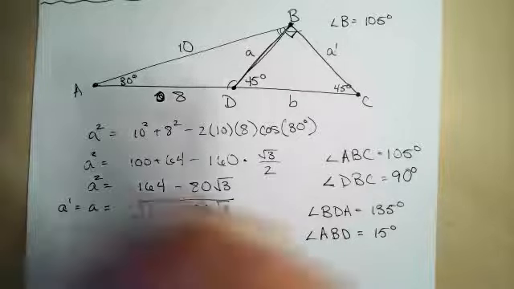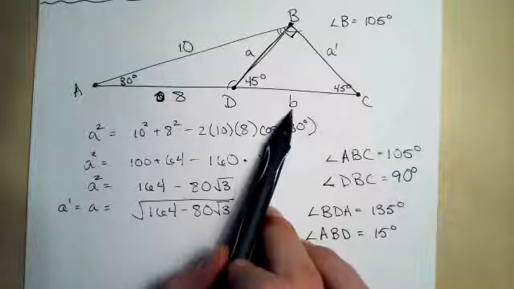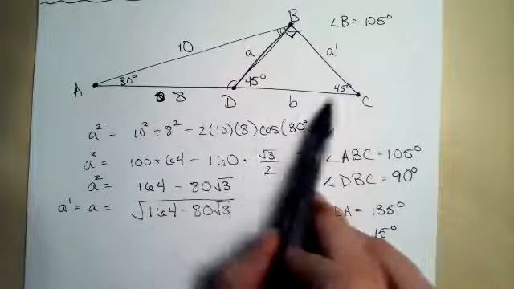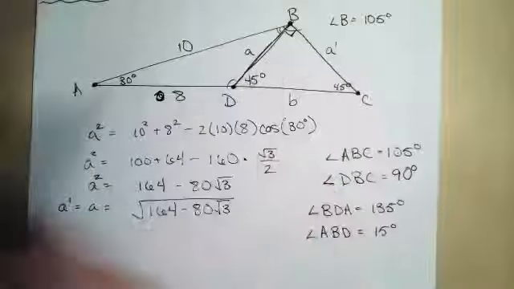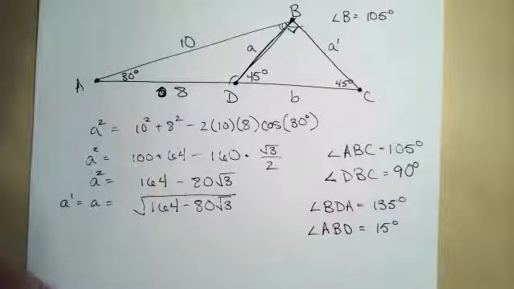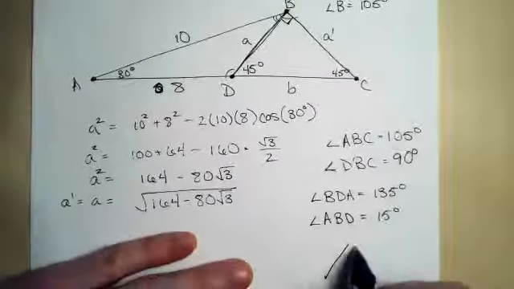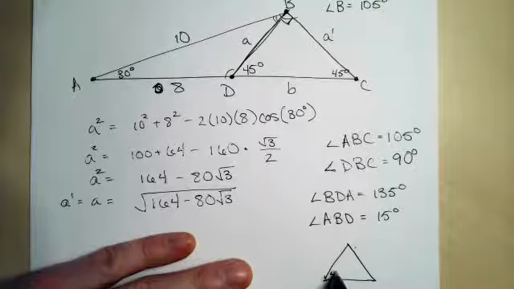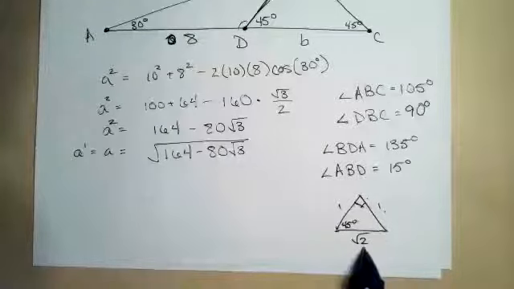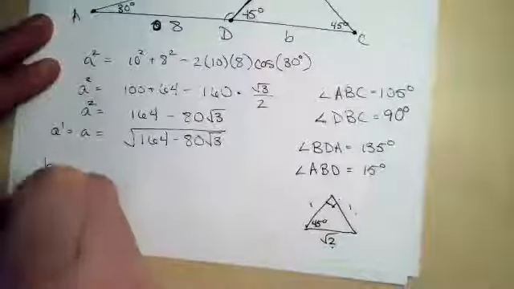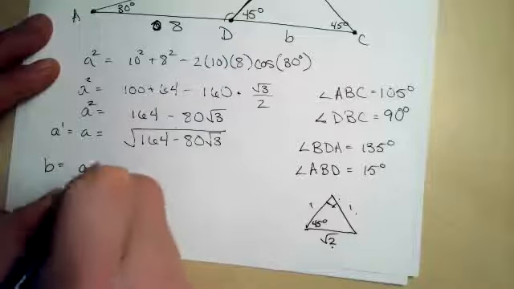And so now our last step is actually to find B. To find B, we could use law of sines, law of cosines, since we know side length A, or we could simply use ratios of similar triangles. So remember that in a 45, 45, 90 triangle, side lengths are in the ratio of 1, 1 to square root of 2, meaning B is equal to A times square root of 2.